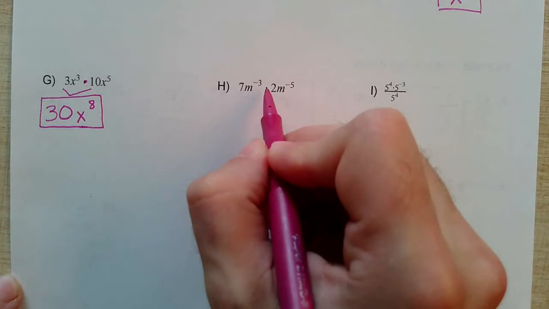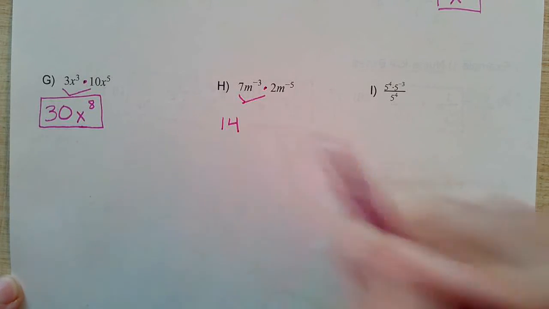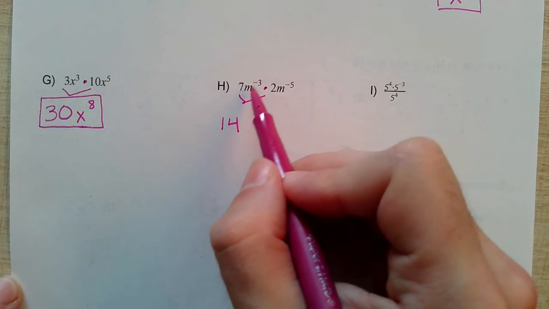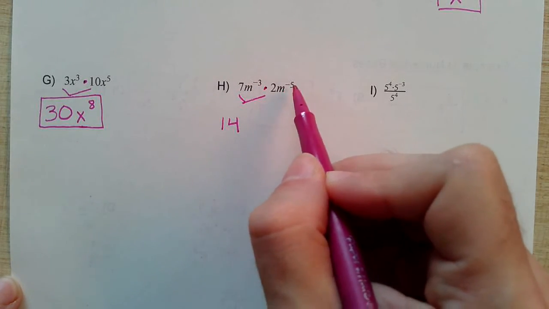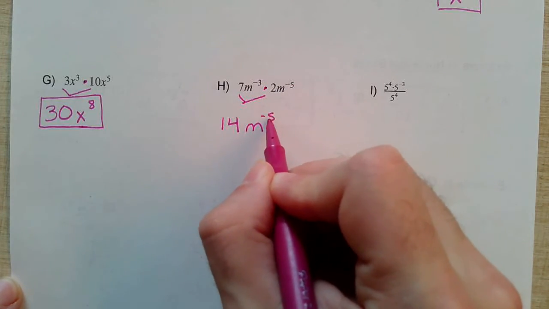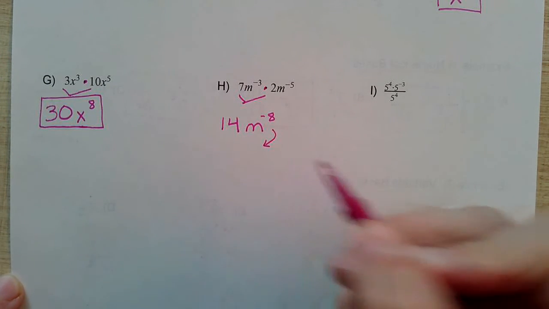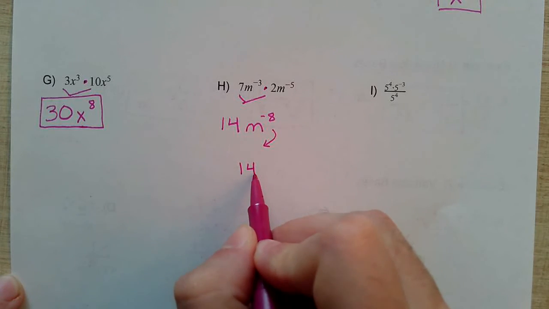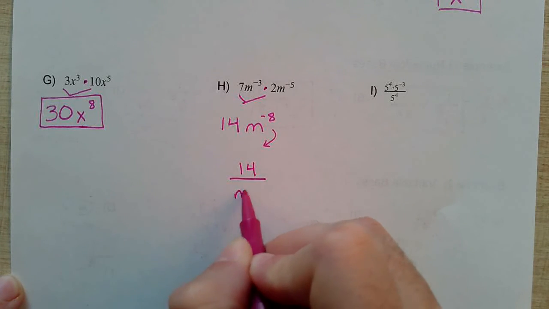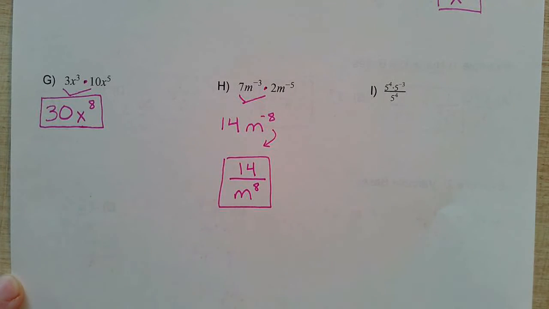H, multiplying again, so 7 times 2, 14. m to the negative third times m to the negative fifth. I add those exponents, giving me m to the negative eighth. Can't have that negative exponent, so I bring the m to the negative eighth to the bottom, leaving me with 14 on top and m to the positive 8 in the denominator.